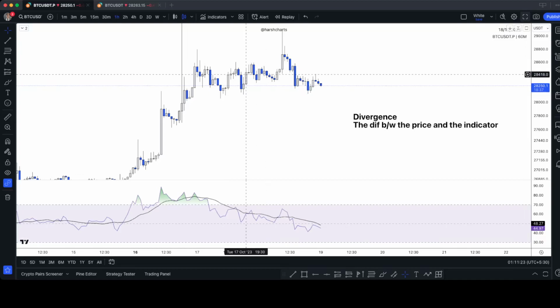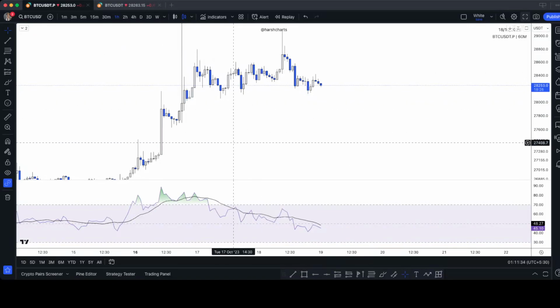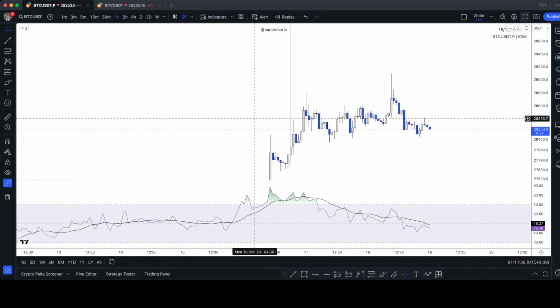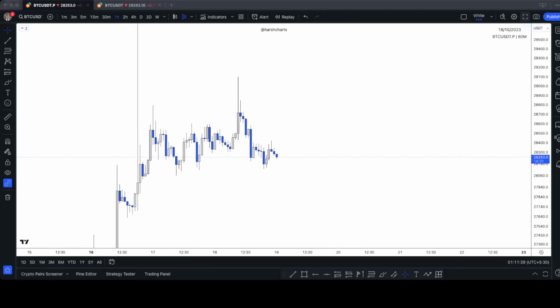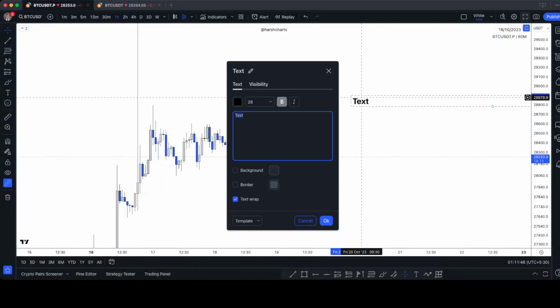Okay, so when RSI is saying, let's say, go down and the price is saying go up, that's called a divergence. That's the thing. And now let's try to understand divergence. There are different kinds of divergences that we see on the charts, but I'll try to teach you one by one. Basically there are mainly two divergences, which is a bullish divergence and a bearish divergence.